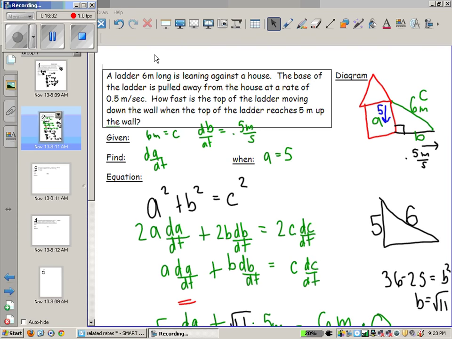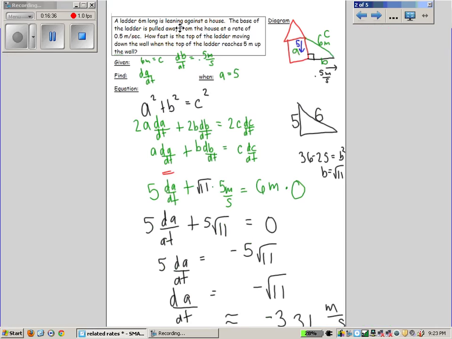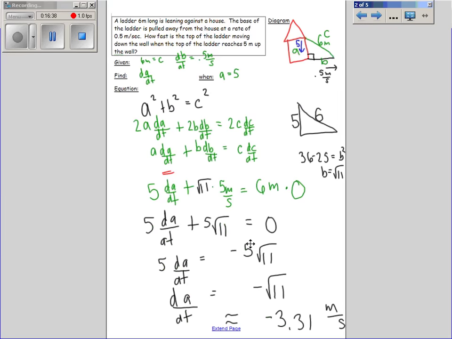I sincerely apologize here. I can't even read my own writing on my notes, guys. This is actually 0.5. I was thinking that was the times. So we actually have half of the square root of 11. Basically, we are a tenth of what I thought we were, so that's going to be 0.5.